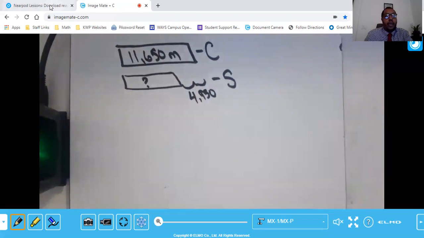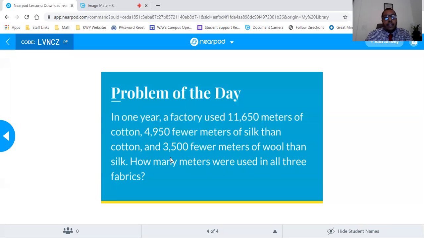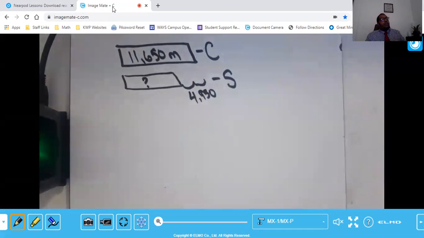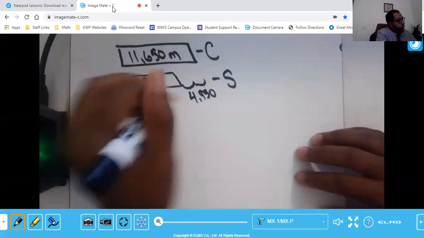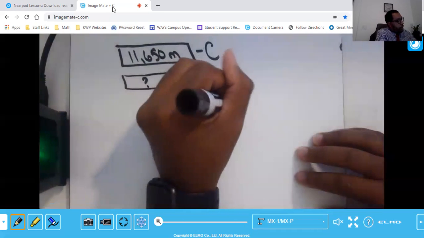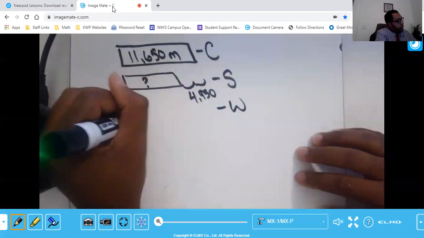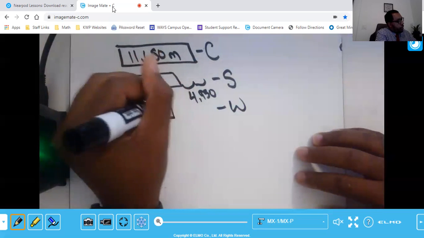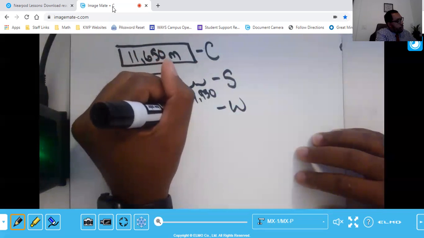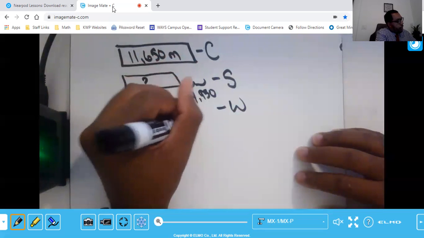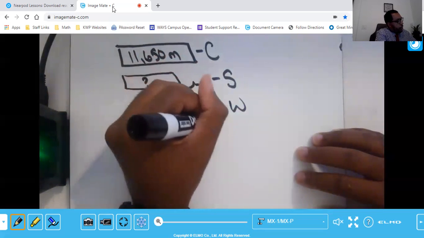All right, so let's go back. Lastly, it says 3,500 fewer meters of wool than silk. So very similar. I know that however much wool they used, it's going to be the part that they used and 3,500 meters.